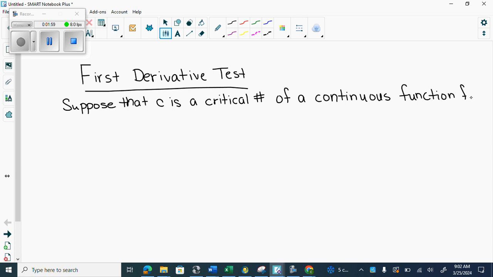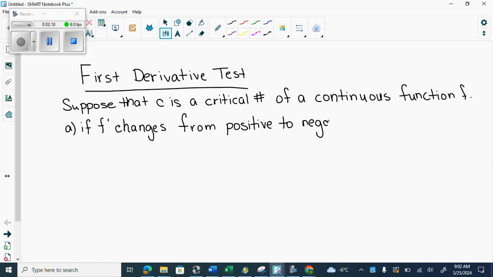Then, if f prime changes, so the first derivative changes from positive to negative at C. Remember how we did a number line? So it's going from positive to negative. What do we get? Maximum. f has a local maximum at C.